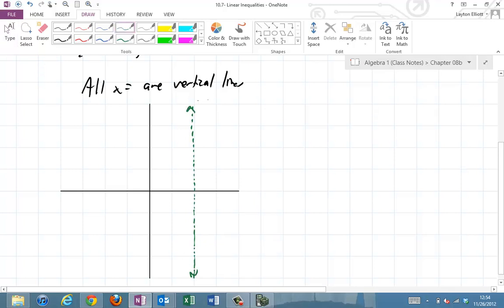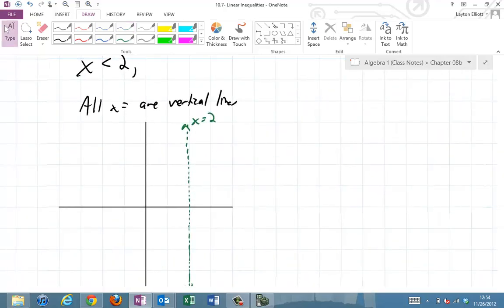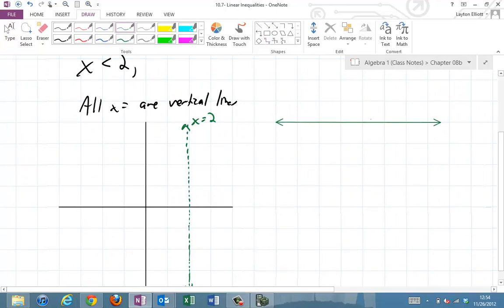Now, we're graphing the line x equals 2, but I actually wanted to graph x is less than 2. So one way to do that is to look at the number line itself. If this was just a number line and I was graphing x is less than 2, I'd put an open circle on 2 and I'd shade to the left. The equivalent of an open circle is I want to put a dotted or a dashed line.